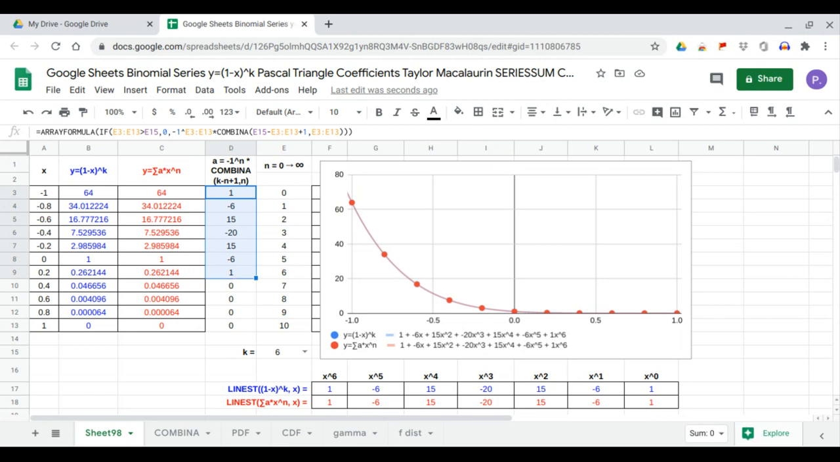This completes the binomial series Pascal triangle coefficient of 1 minus x to the power k.